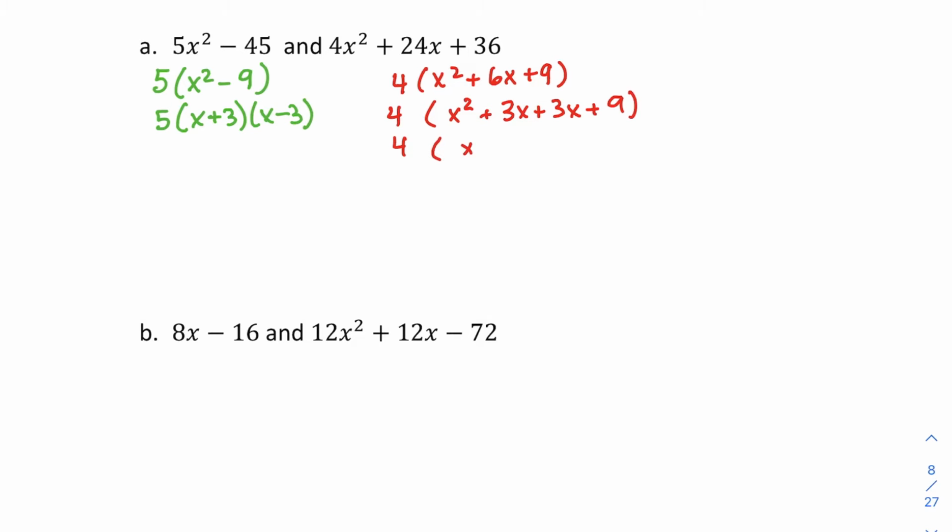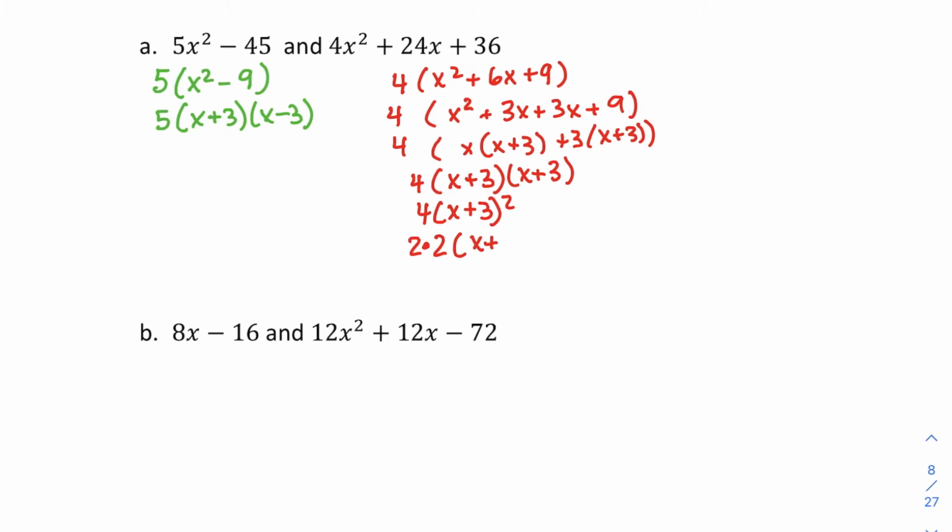I could pull an x out of my first two terms and then a 3 out of my second two terms, which means this is going to factor into x plus 3 times x plus 3 times my factor of 4 that was already factored out. I'm going to write that as x plus 3 squared because those are two of the same factor. I'm also going to go ahead and take 4 down to 2 times 2, just because it makes it easier to think about my numbers.